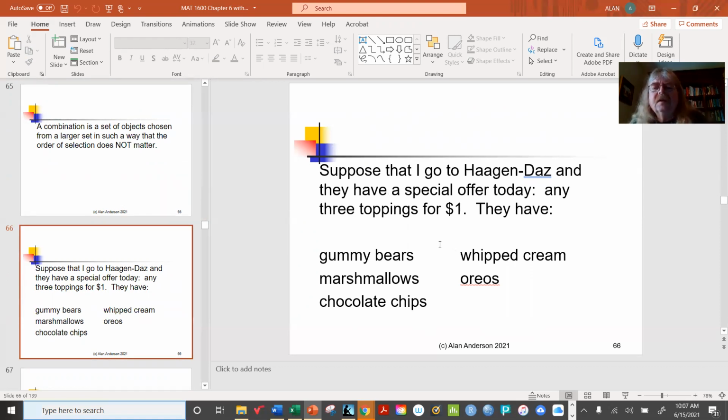All right, so now, by the way, I just want to mention here that we're assuming that you do not repeat any of your choices. In other words, you don't just say, give me 3 gummy bears. We're assuming that you're picking 3 different choices. Otherwise, the calculations would be different. So what can we choose?